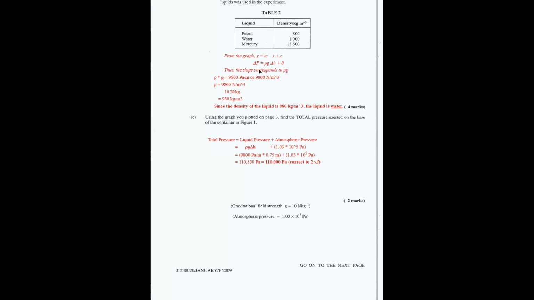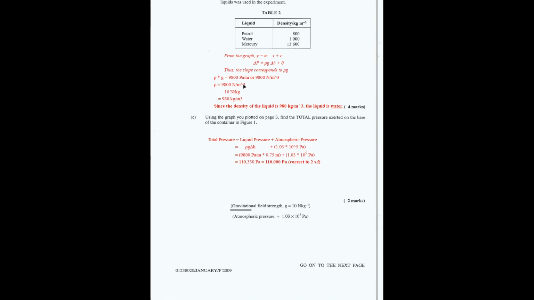So y is equal to m times x, and since pressure is equal to rho g h, right, then we know that we have plotted delta P on the y-axis, and we have plotted delta H on the x-axis. It therefore means that the gradient would be rho times g, right? So the slope or the gradient of the graph corresponds to rho g, and if we know g, then we can find rho, right? So the gravitational field strength was given here as 10 newtons per kilogram.